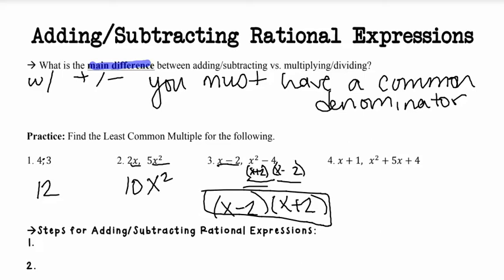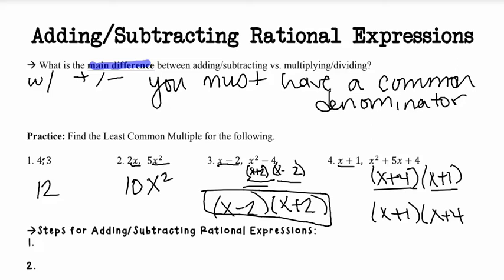I notice the right-hand term, I can factor into x plus 4 and x plus 1. So x plus 1 is already a multiple, and then just x plus 4. I'm just multiplying my two numbers together, just like over on number 1, I was multiplying 4 and 3 together.